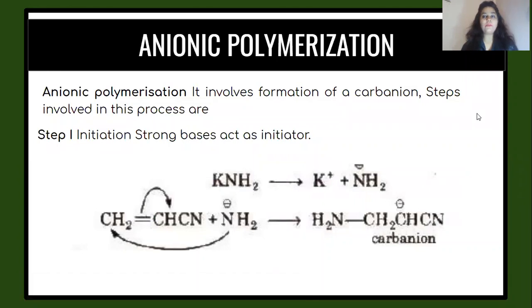Now, what do you mean by anionic polymerization? As we had discussed in the initial phase of this unit, anionic will be only concerned with the formation of a carbanion. Now, what do you mean by carbanion? Anything which will have a negative charge on it will be called a carbanion.